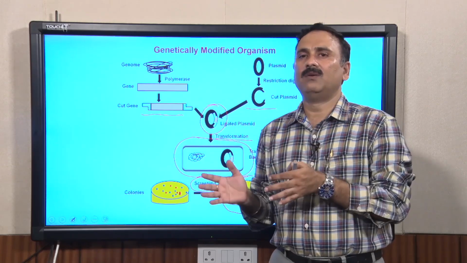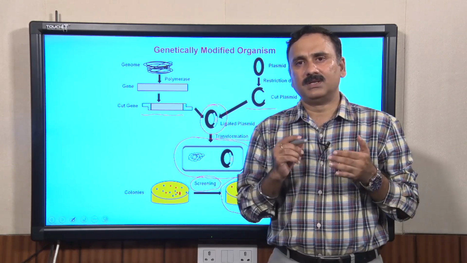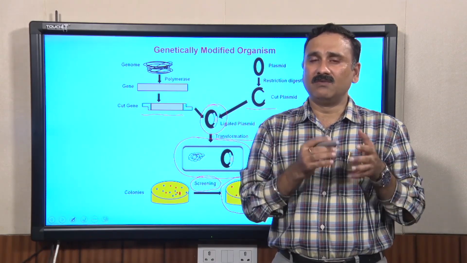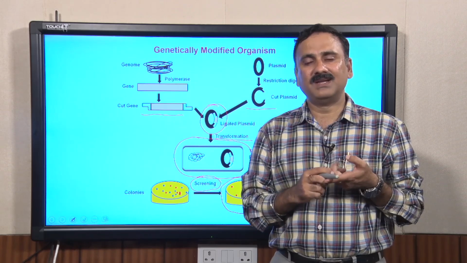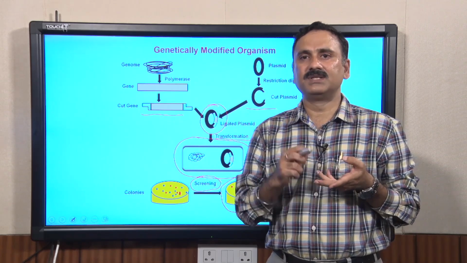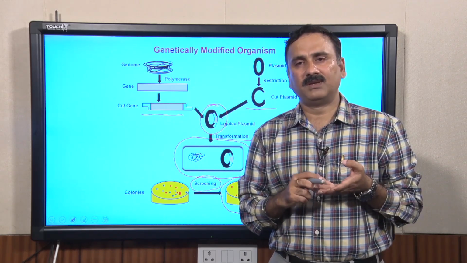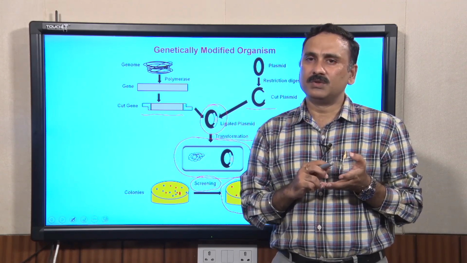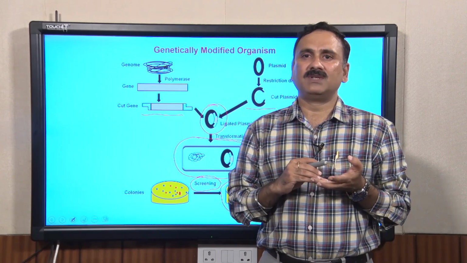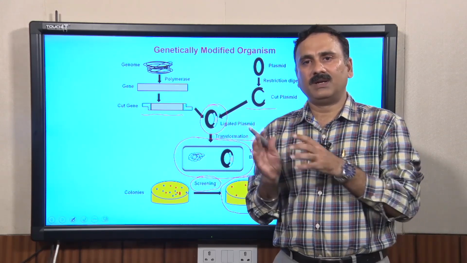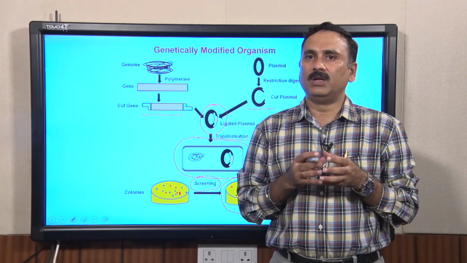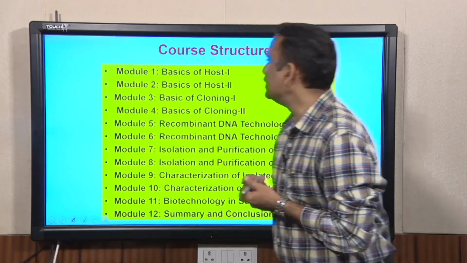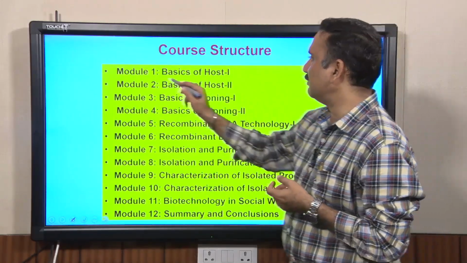And at the end, we have also discussed the application of genetic engineering or biotechnology in different fields. For example, the animal sciences, the plant sciences, we have discussed the application in the medical sciences, and we have also discussed the application of genetic engineering in all different types of aspects related to society. So, the content of this course has been divided into 12 different modules.